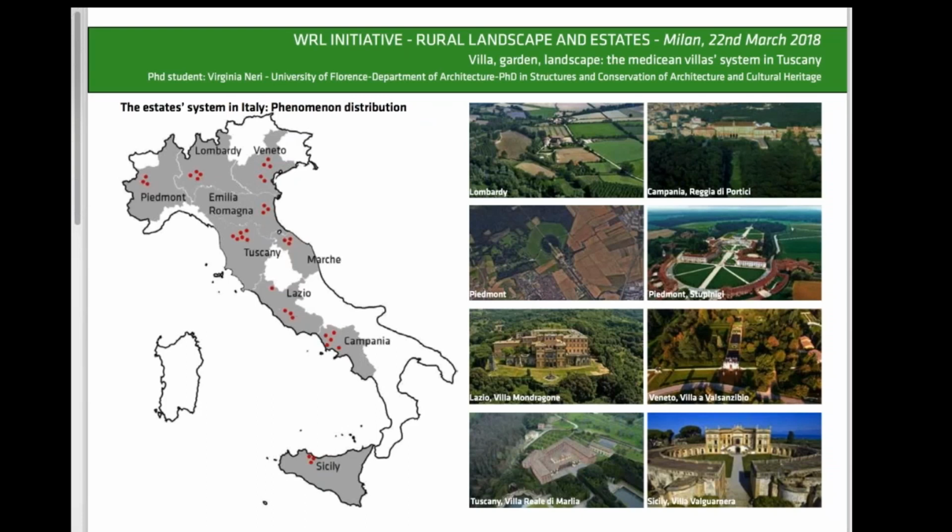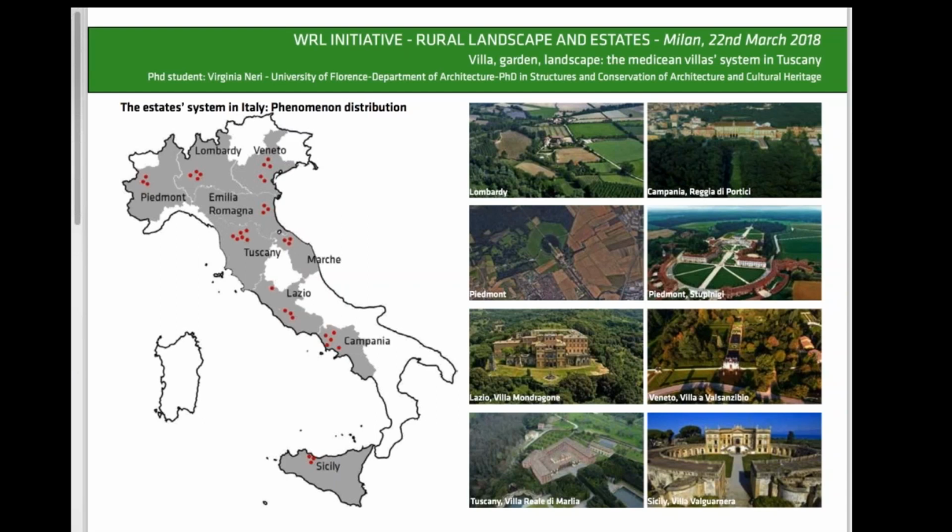This morning, you've just seen a lot of Italian examples, and here they are summarized. They usually consist of a principal villa with a huge property of agricultural lands, where we can find farms, stables, and all the other agrarian buildings, and also different crops. The Italian regions affected by the phenomenon are located all around the nation, from north to south.